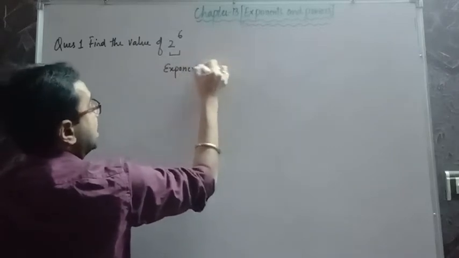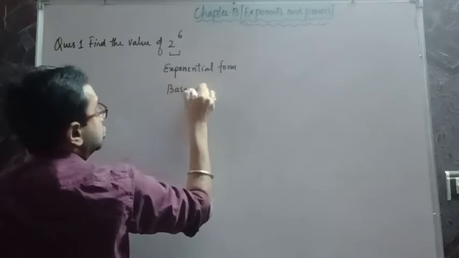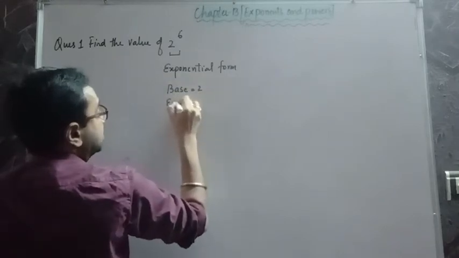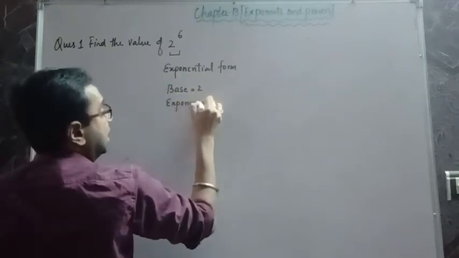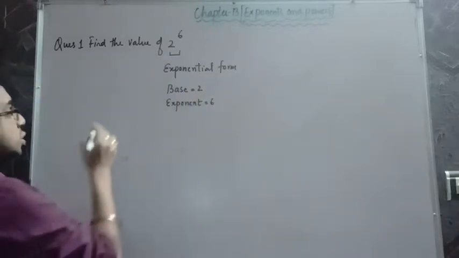Right? This form is exponential form. Why? Because we are having base as 2 and exponent as 6. That is why it is known as exponential form. What do you mean by 2 raised to power 6?